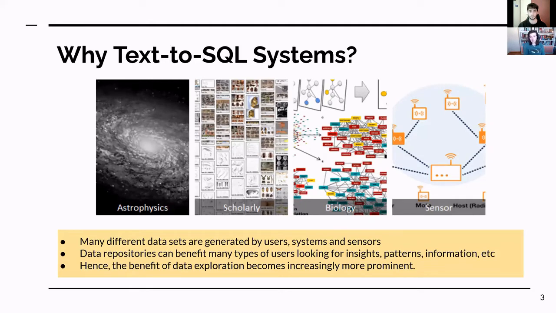Nowadays, we generate many different types of datasets, and this data can be used by many different types of users. For example, scientists that are looking for insights, patterns, or information, or other types of users. Essentially, the benefit of data exploration becomes increasingly more prominent.